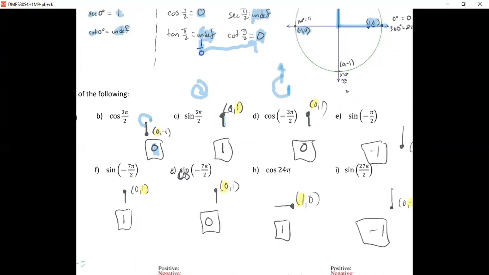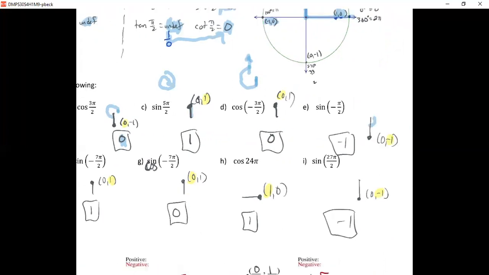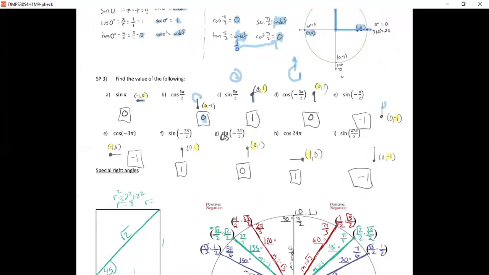Sine of -pi over 2. So -pi over 2 goes at the coordinate 0, -1. And sine is the y value, which is -1. -3 pi, so -3 pi would go -1 pi, -2 pi, -3 pi. So we're at the coordinate -1, 0. Cosine is the x value, so our answer is -1.